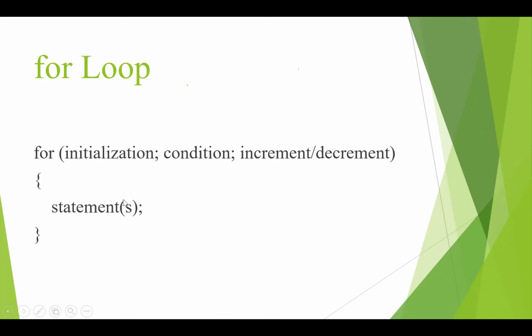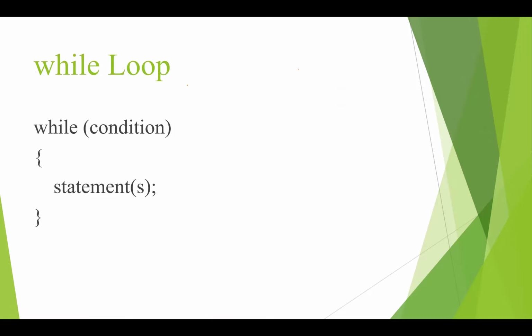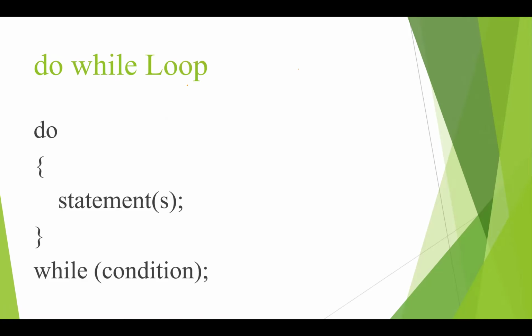If we observe the while loop, do while loop, and for loop, the while loop and for loop are called entry controlled loops, because only after checking the condition, the statements are executed in the while loop and for loop. In the do while loop, at least one time the statements are executed first. After that only the condition is checked. That's why the do while loop is called an exit controlled loop. These three belong to loops.